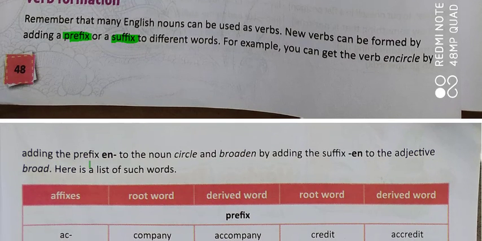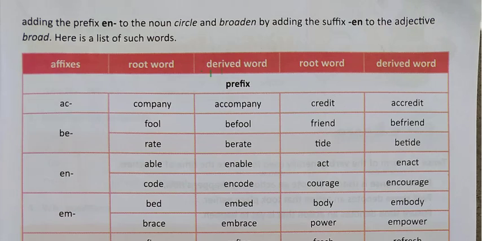For example, by adding the prefix en to the noun circle, I can make it a verb, which is encircle. Encircle means to create a circle. Similarly, by adding prefixes or suffixes to certain words, we can create verbs. For example, if I add the prefix ac to company, it becomes accompany, which means to go along with somebody. Or if I add the prefix ac to the word credit, it becomes accredit.